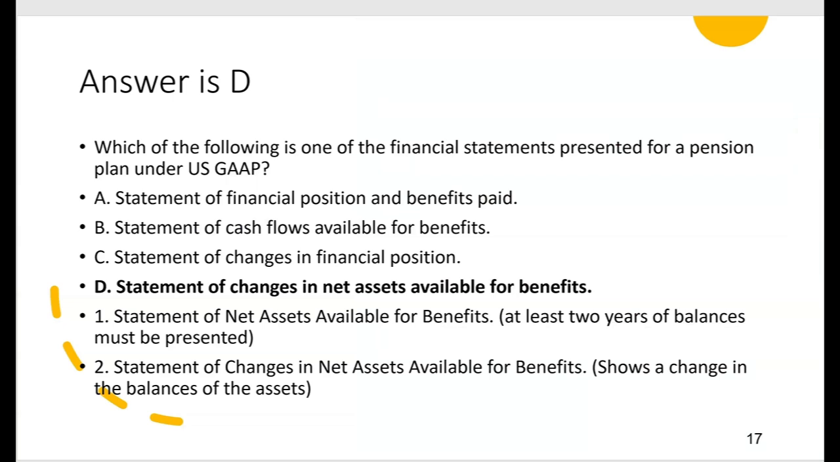Because there are two required financial statements for a pension plan. Letter D, the correct answer here, is number 2 down here: statement of changes in net assets available for benefits. That's like the income statement. Then there's the statement of net assets available for benefits. That's the balance sheet that shows at least 2 years of balances.